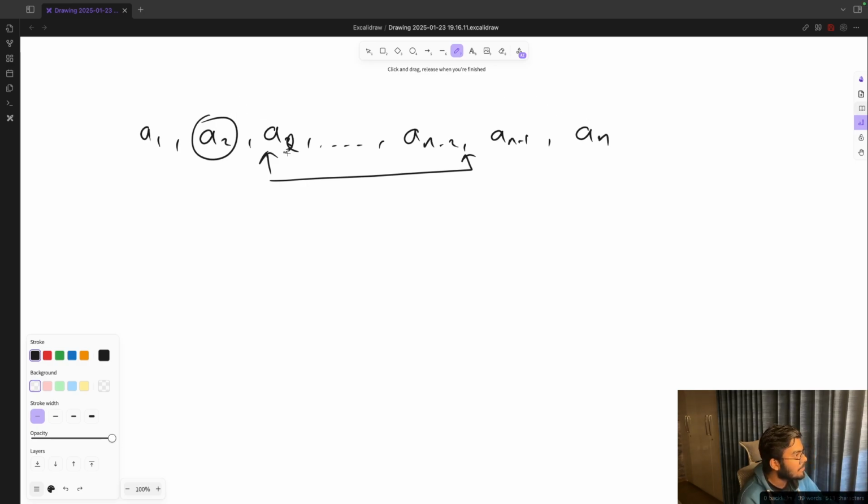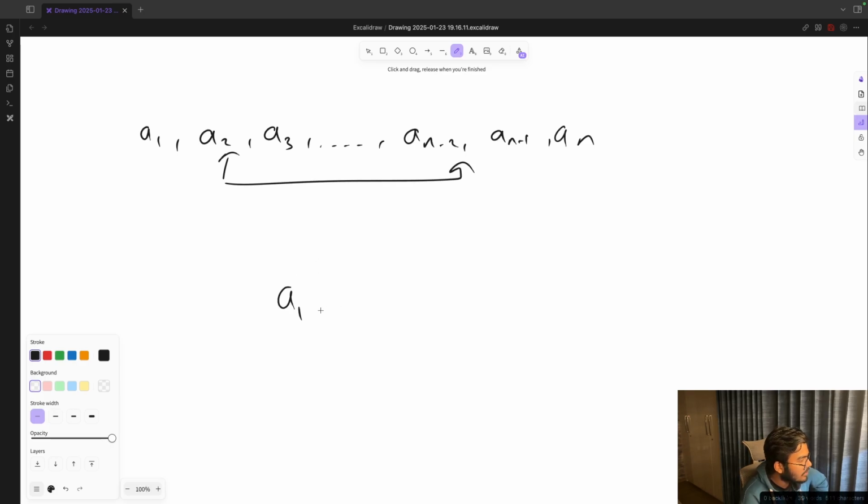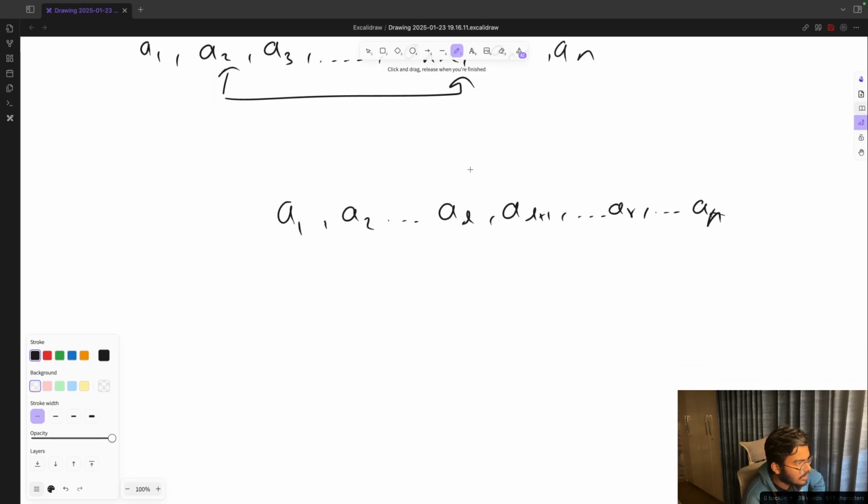So what you can do is, let's say you have a range like this. You have a range A1, A2, then you have AL plus 1, and then let's say AR, and then you go till AN, right? So there are two ways to actually minimize the sum of this range, right?